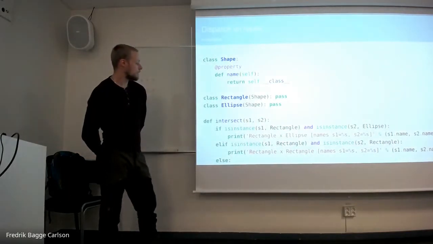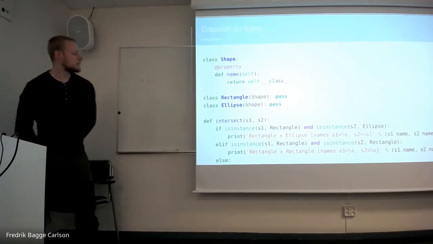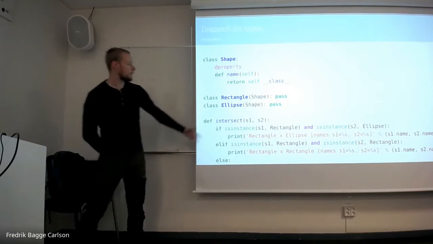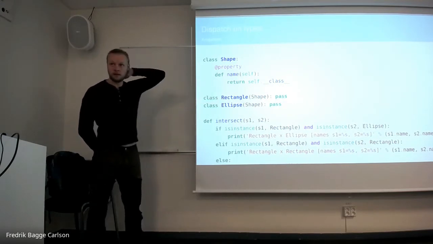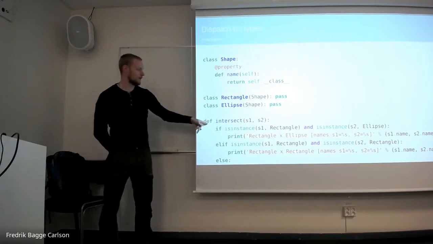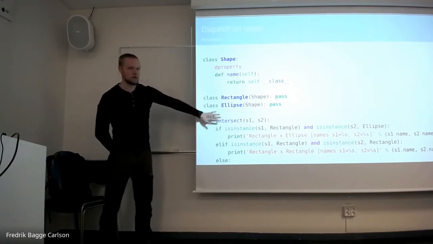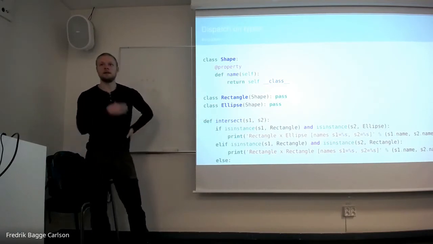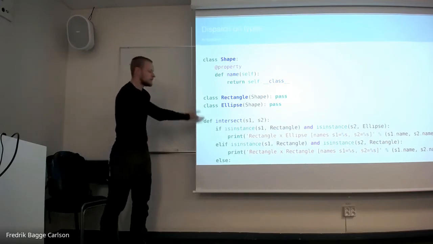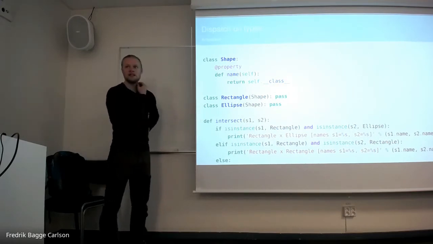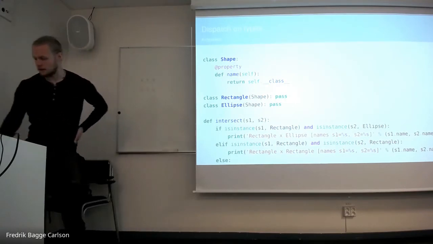Okay, and why is this not good? One reason is that if we want to implement a new shape now, and we want to be able to intersect that with other shapes, then we must even modify this intersect function written here. So if this belongs in a package and you want to add a new shape, then you actually must modify that intersect method that belongs to someone else. So that's not very nice.